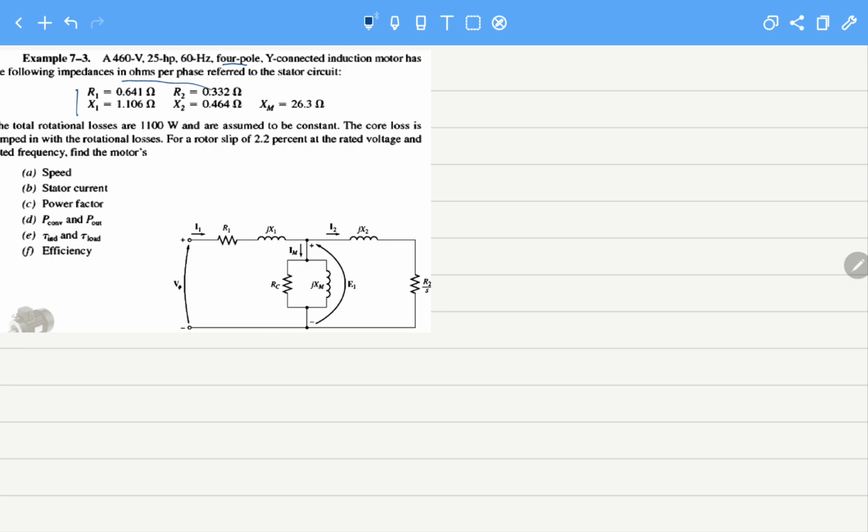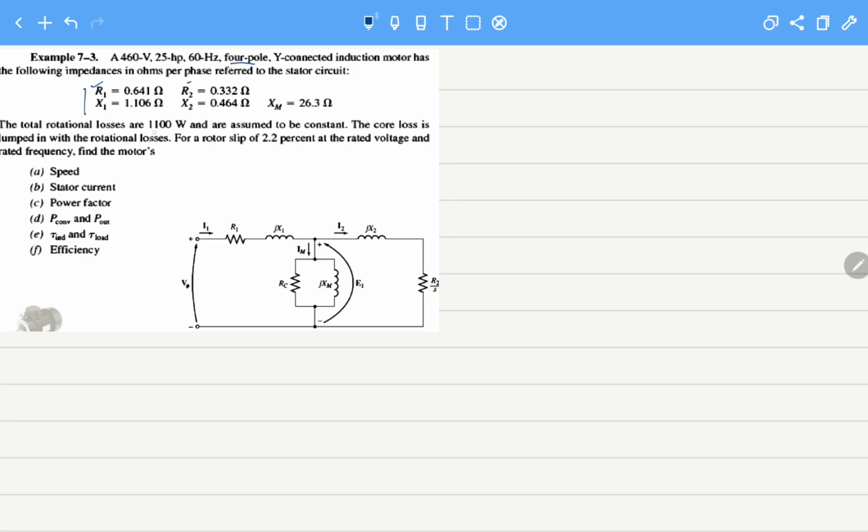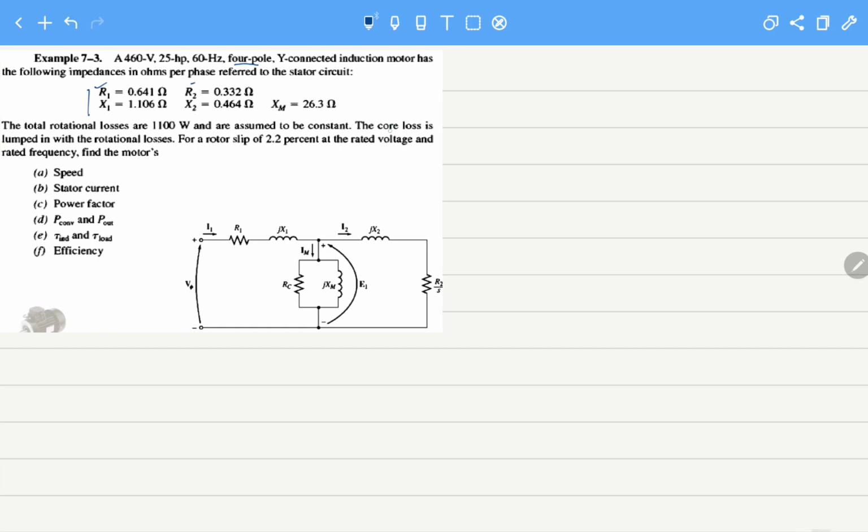They have given the characteristics of the approximate equivalent circuit, the values of the impedances, and the total rotational losses. This is actually the mechanical losses, and they have also introduced that the core losses have been lumped up with the rotational losses. For the rotor slip, they have given us a slip of 2.2%, which will be 0.022. And we have to find the characteristics.